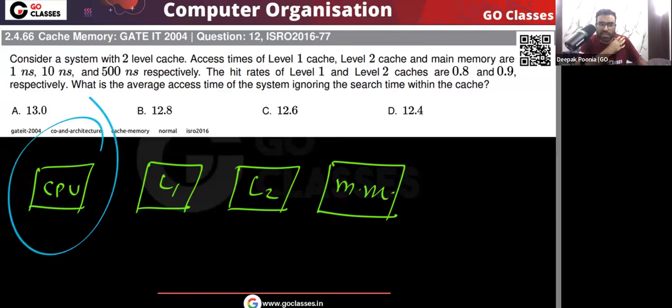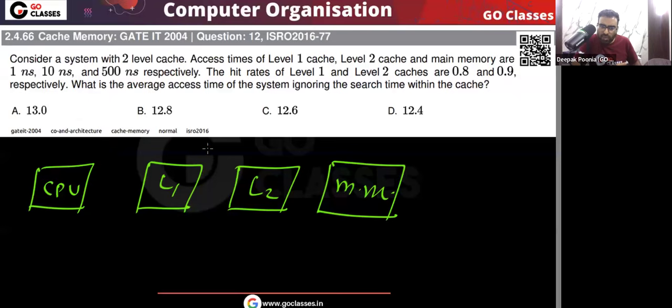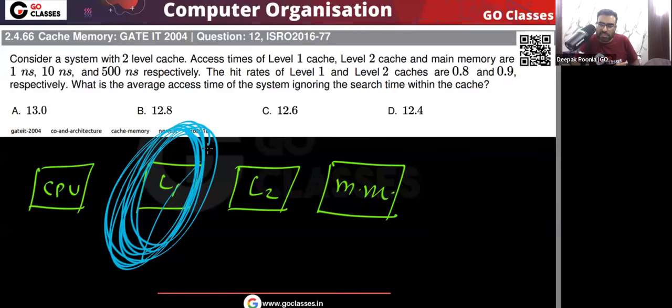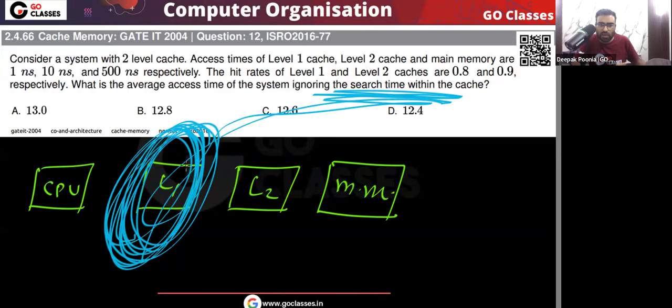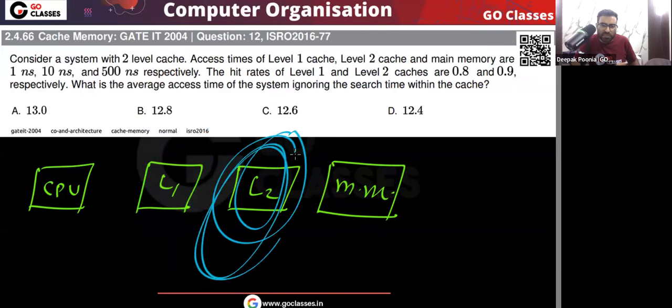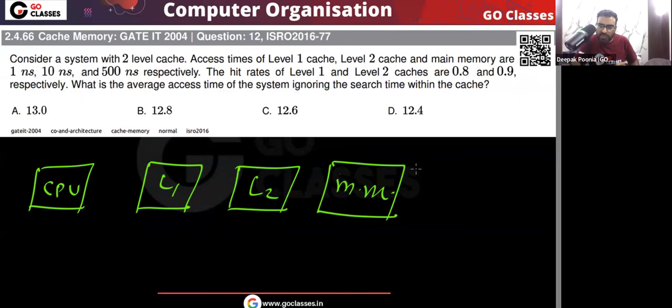Let's assume the requested data is not in L1, also not in L2. Then also, what we need to do when the CPU generates the memory request: first we will go to the L1 cache, we will search in the L1 cache whether there is a hit or a miss. But this search time we need to ignore. Now, once we find that there is a miss, then we will go to the L2 cache. In this L2 cache, we will check whether there is a hit or a miss. This search time we need to ignore. And now, when there is a miss in the L2 cache, then we will go to the main memory. We need to access the main memory.